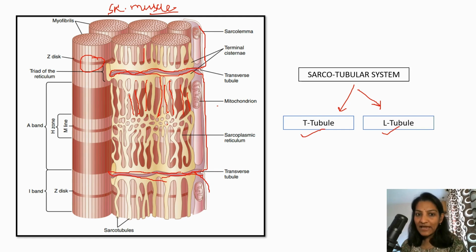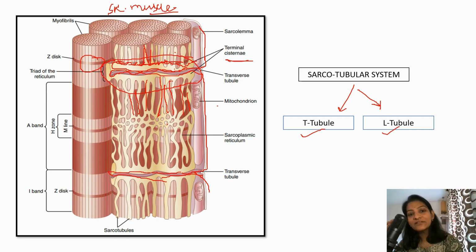As these L tubules reach towards the T tubules, they merge with each other, and sacs are formed, which are called the cisternae, terminal cisternae. So terminal cisternae, L tubule, then terminal cisternae, then T tubule, then the next terminal cisternae and L tubule. So this forms a unit required for the mechanism of excitation contraction coupling.